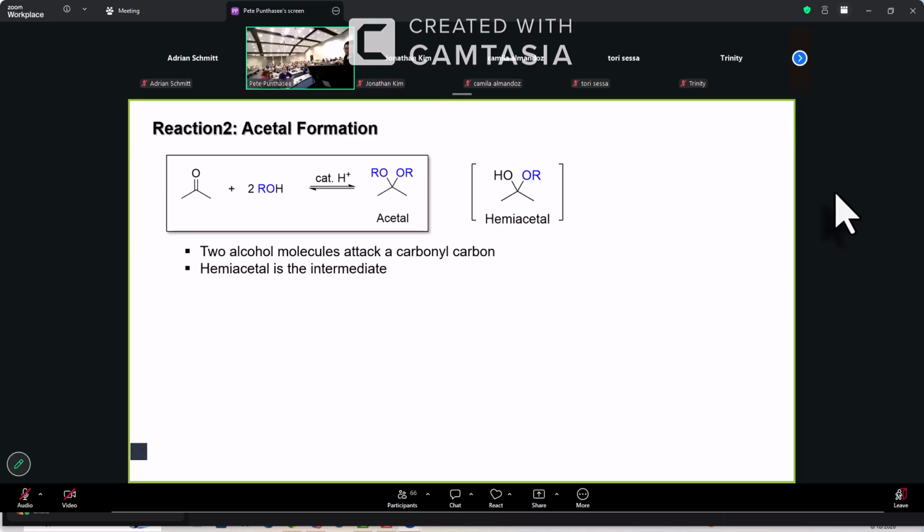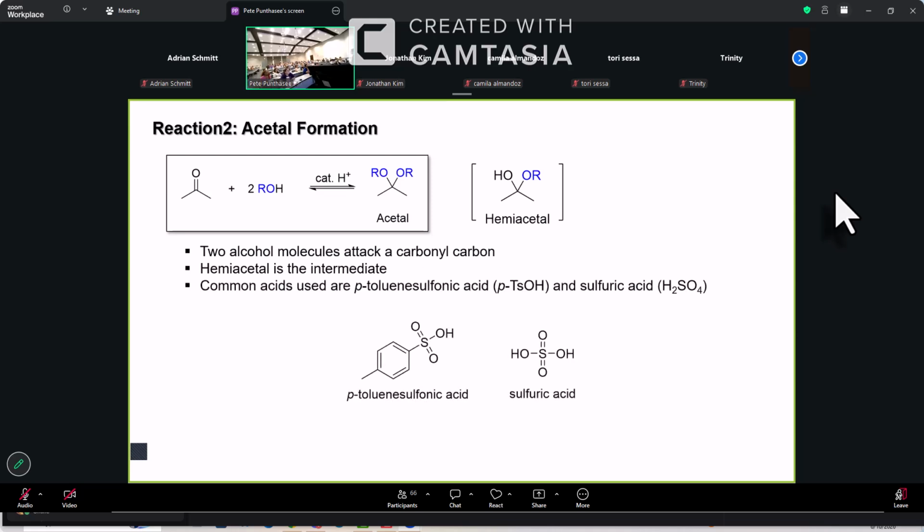This is under acidic condition. The acid that we use, is anything familiar? At least you know sulfuric acid, right? Strong acid. We have another one, para-toluenesulfonic acid. Treat them just like that. Can you treat them the same way? That's a sulfonic acid group. It's the same thing. Can you see that? It's a strong acid, it produces at least one extra proton.